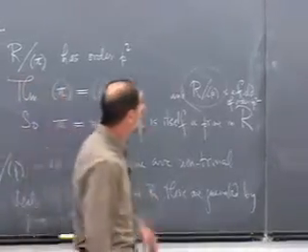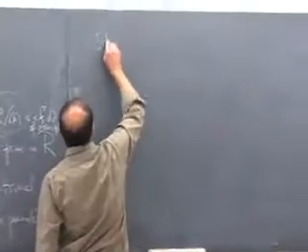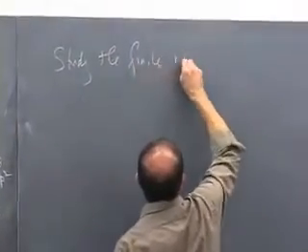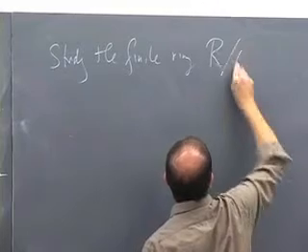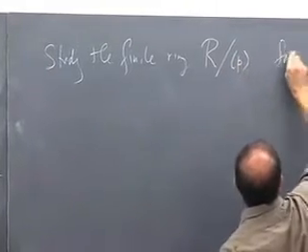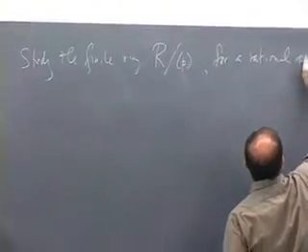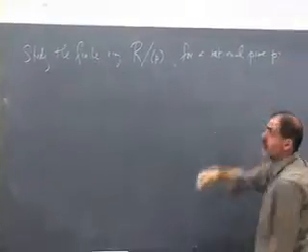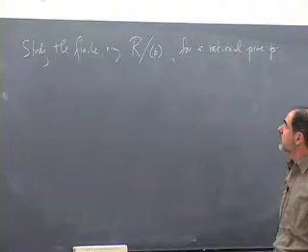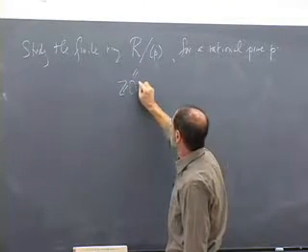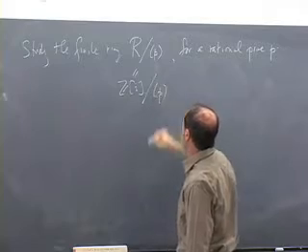So let's look at the ring. Study the finite ring R mod P for a rational prime P. That's our final thing to determine the primes. Okay, now this ring is the ring Z of i modulo the ideal generated by P.